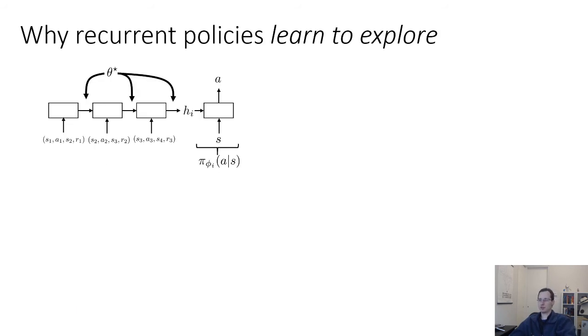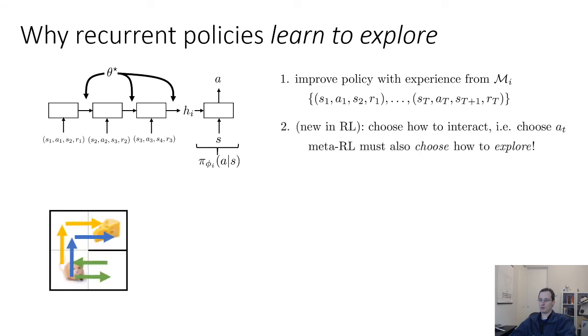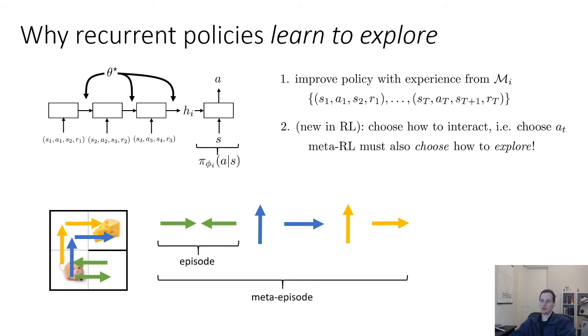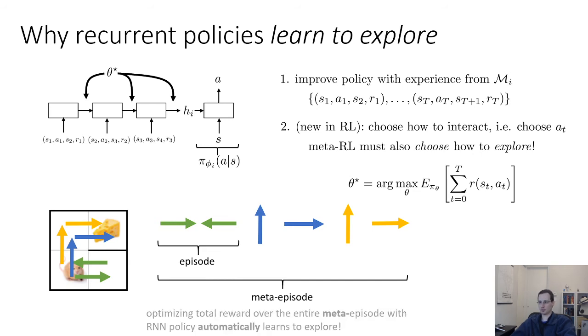So why do recurrent policies learn to explore? Well, it's basically because once you've seen these episodes and their corresponding rewards, you can figure out where the reward is. So there were 3 episodes there, but 1 long meta episode. And maximizing reward over the meta episode requires learning to explore. There's nothing special we have to do about it. RL will do it for us. So because we're maximizing the reward over these meta episodes, that's what causes this thing to learn how to explore.